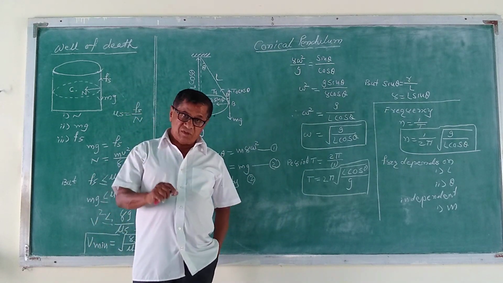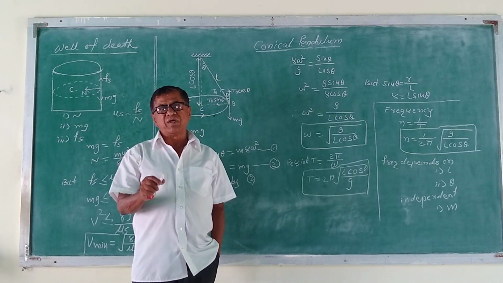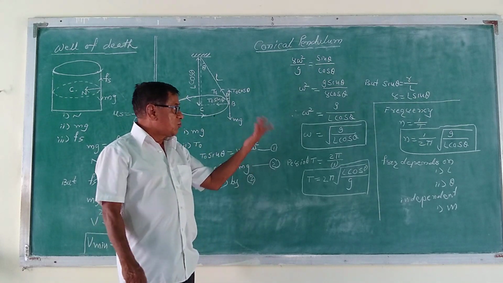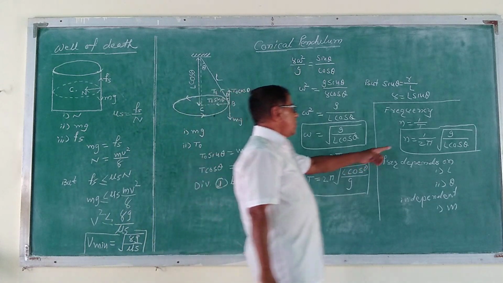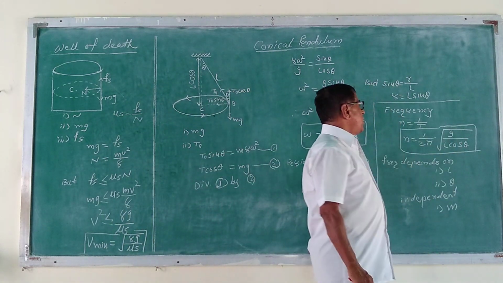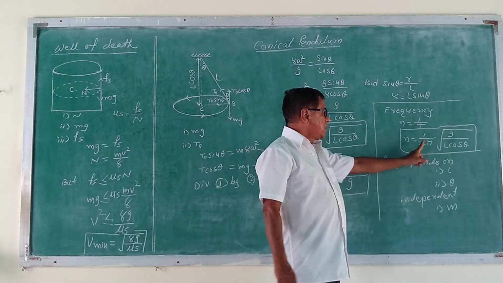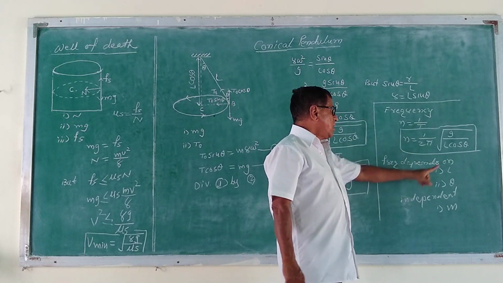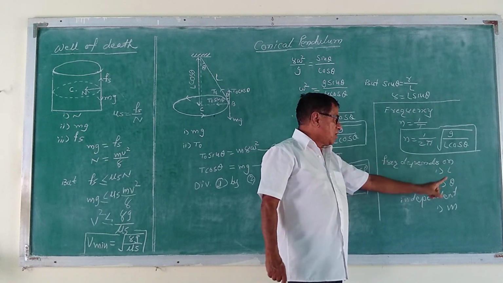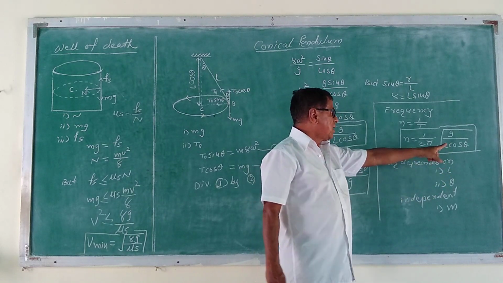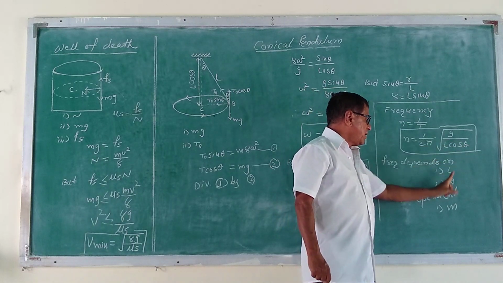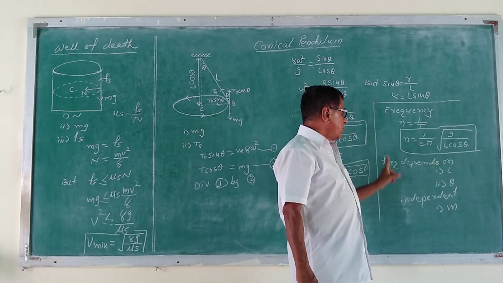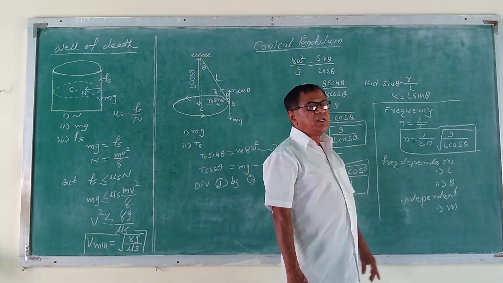If you want the frequency, you know the relation between the frequency and the period T: T is equal to 1 upon n, so n is equal to 1 upon T. Therefore, n is equal to 1 upon 2 pi times the square root of g upon l cos theta. The equation shows that the frequency of the conical pendulum depends on, first, the length of the conical pendulum, and second, the semi-vertical angle theta. At a given place, g is constant and pi is constant. Therefore, frequency depends on the length and the semi-vertical angle.